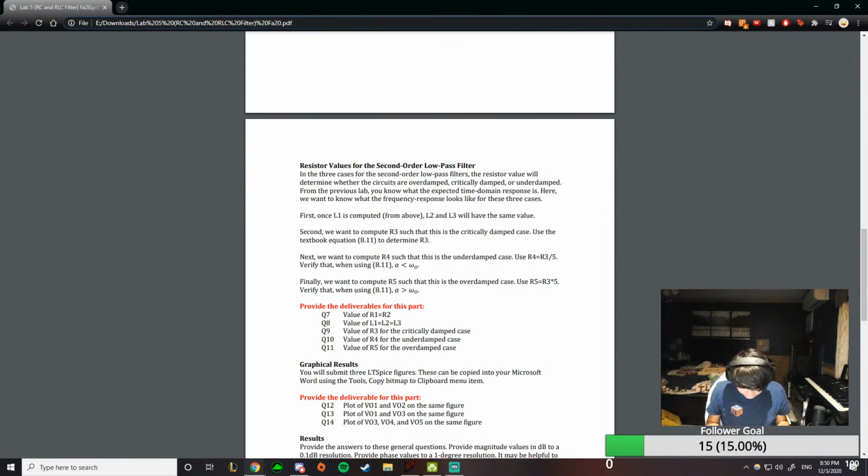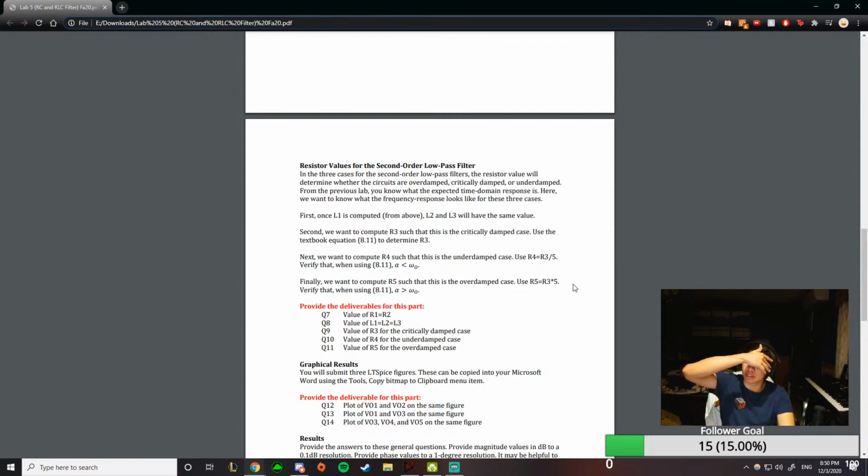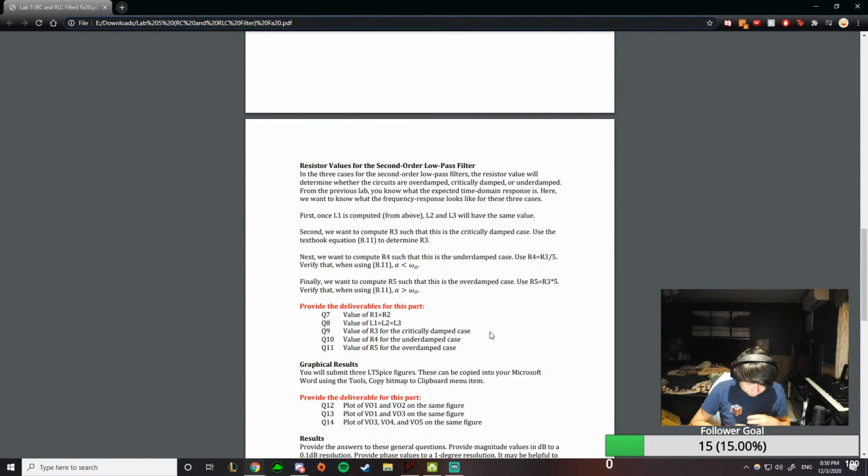Okay. So 2 times 0.01 times 10,000. And then my resistor value is 200 ohms? Jesus Christ, that's a lot. R4 is equal to 200 ohms. Sure. Whatever. And that's for the critically damped case. And I'm not going to verify.